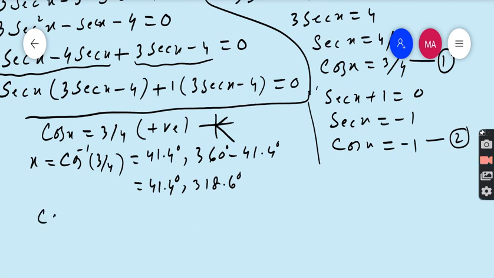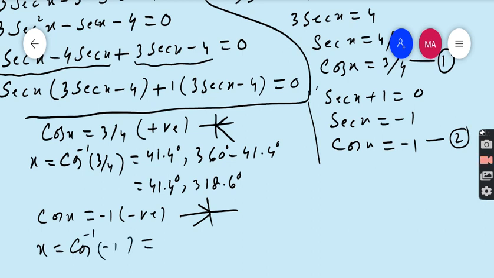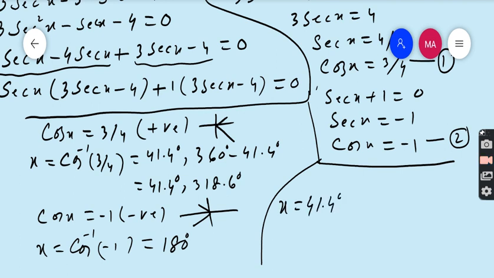Now, taking equation number 2, cos x is equals to minus 1. Cos is negative in second and in third quadrant. So x is equals to cos inverse minus 1, it will give you 180 degrees, and there is only one angle from 0 to 360 degrees which gives you cos minus 1, that is 180 degrees. Hence our final answer is 41.4, 180 degrees, and 318.6 degrees.